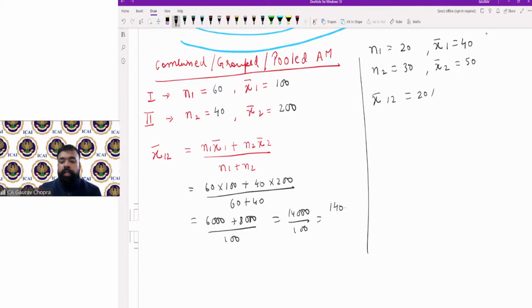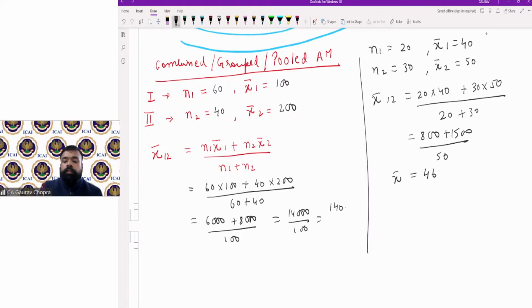So 20 multiplied by 40 plus 30 multiplied by 50 divided by 20 plus 30. So 800 plus 1500 divided by 50. This is X bar 1 2.